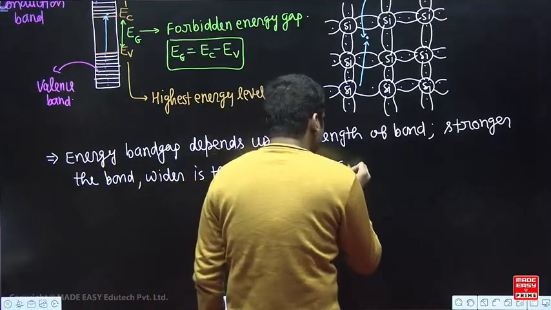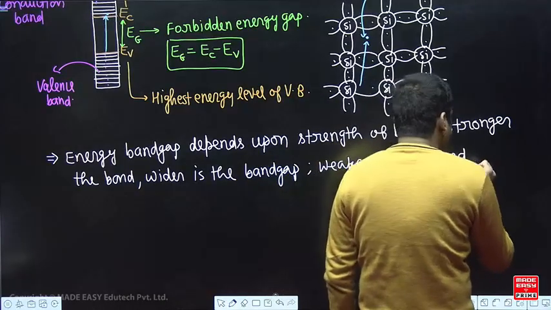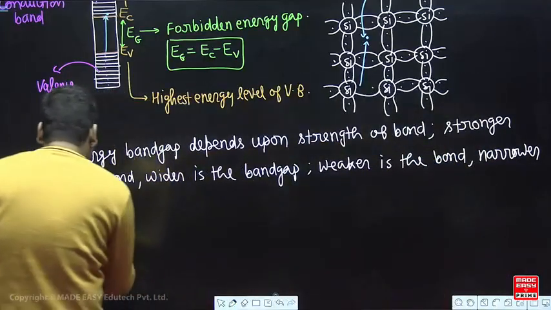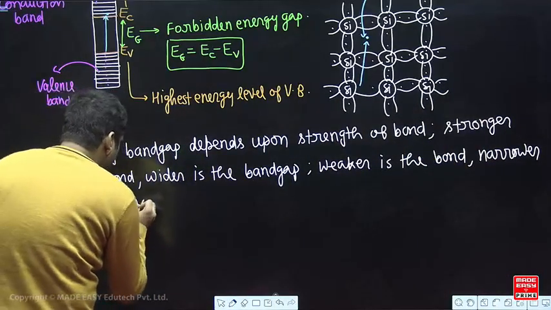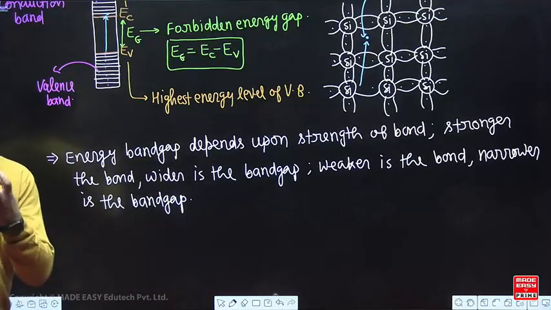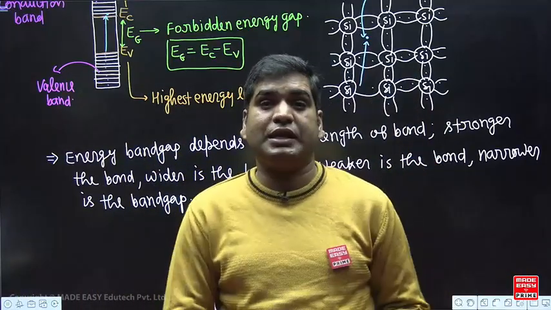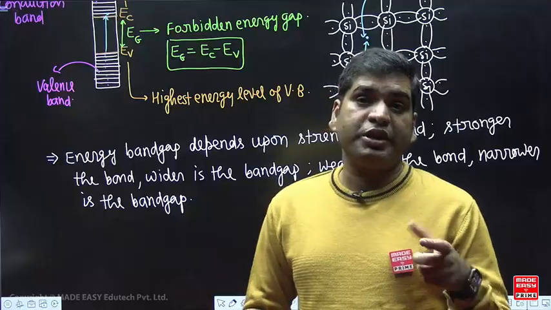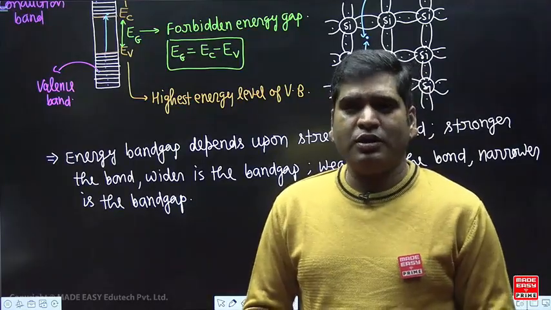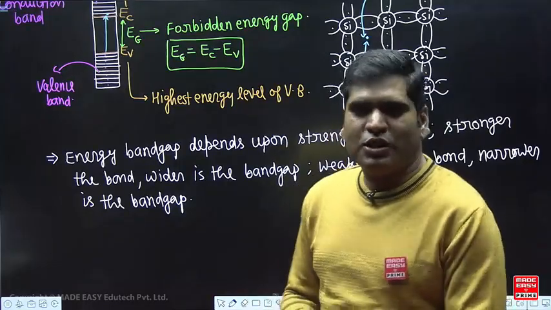Weaker is the bond, narrower is the band gap. So the band gap of any material would be decided on the basis of the strength of the bond. The materials which have very strong interatomic bonding will try to make a solid which goes towards an insulator. The materials which have weak bonds go towards making a solid which is going to be a conductor. We will be watching it later.